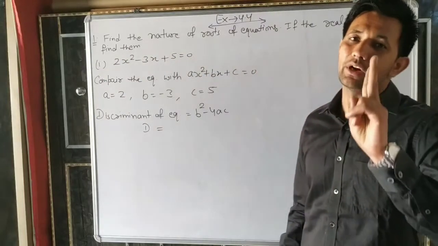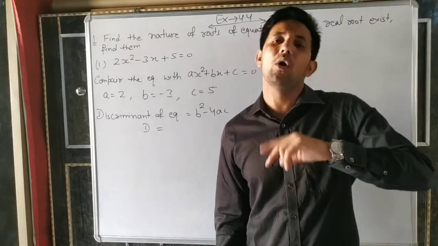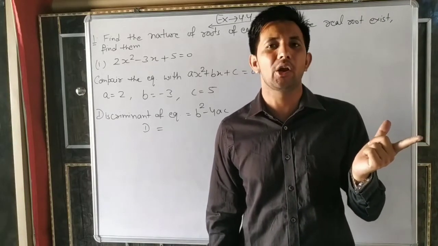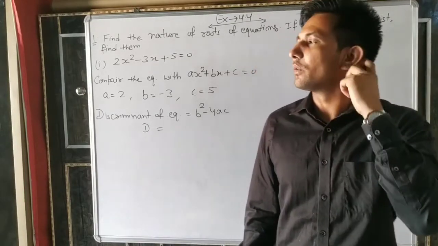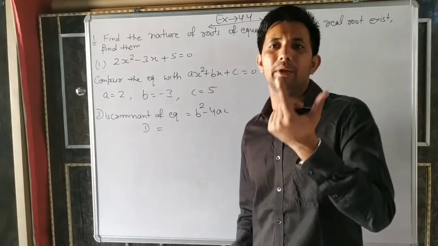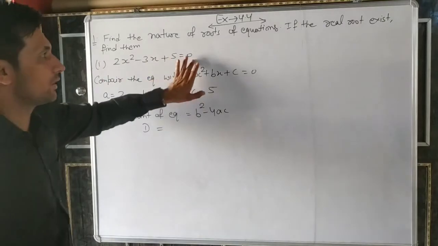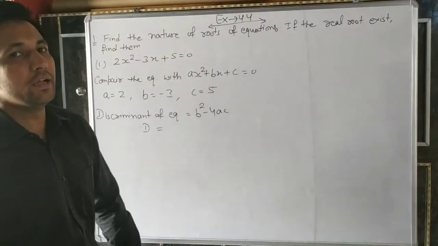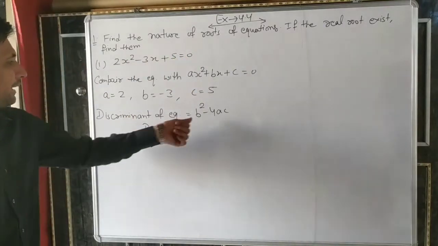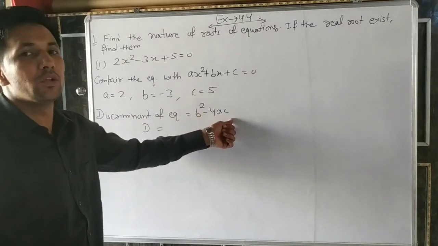Because there are only two conditions: either roots are real or no real root. Understand or not? And real roots in two conditions: maybe both are equal or maybe both are different. So what is given? First we will write the equation. So we will find the discriminant. What is the discriminant? b square minus 4ac. So what do we need?